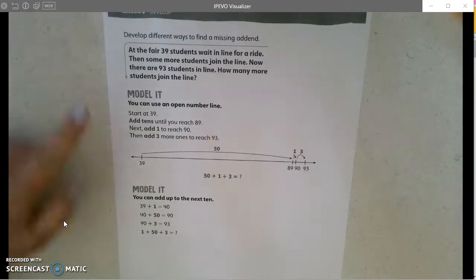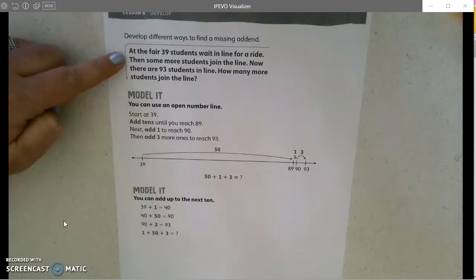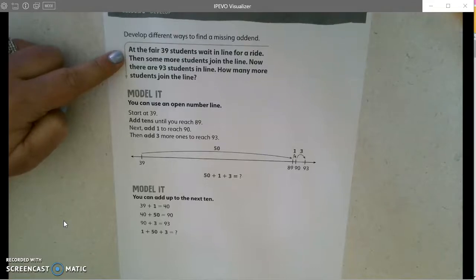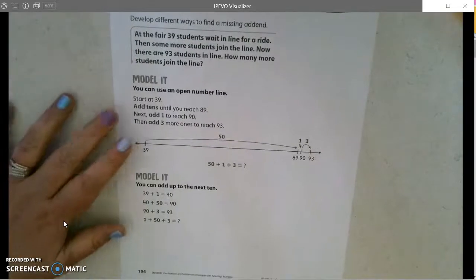So the first way that the book tells us that we can do this is by using an open number line. This is the same problem up here. At the fair, 39 students wait in line for a ride. Then some more students join the line. Now there are 93 students in line. How many more students join?